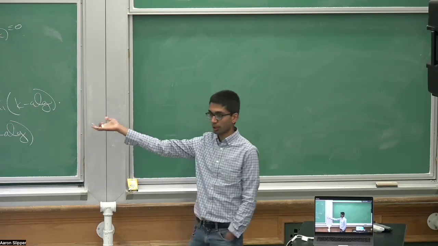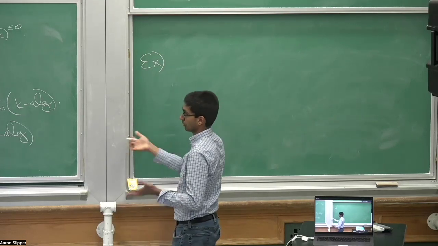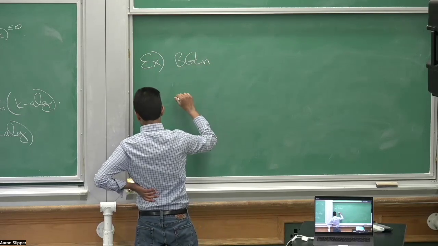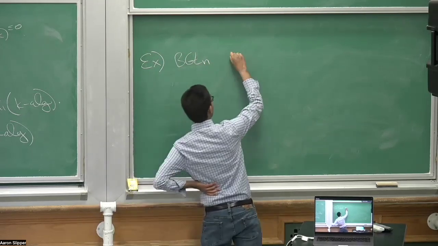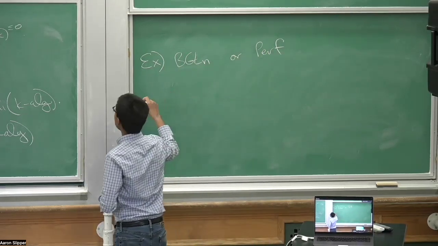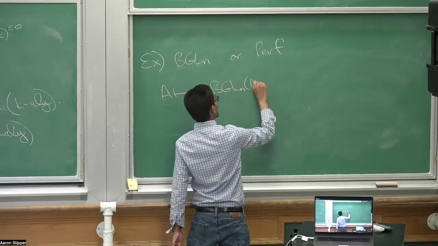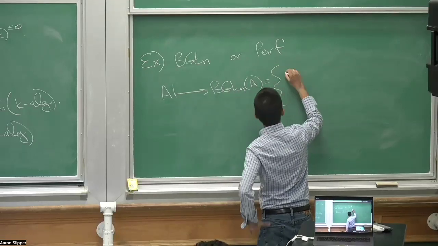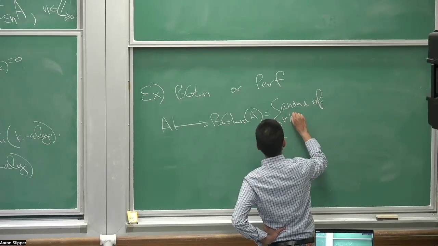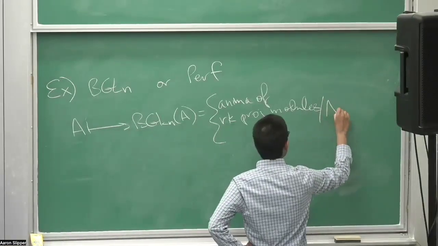But okay, so let me write down an example of a prestack. One example of a prestack that you might consider is BGL_n, or another example might be Perf. Explicitly, the first one sends an animated ring A to BGL_n of A, meaning the anima of rank n projective modules over A.